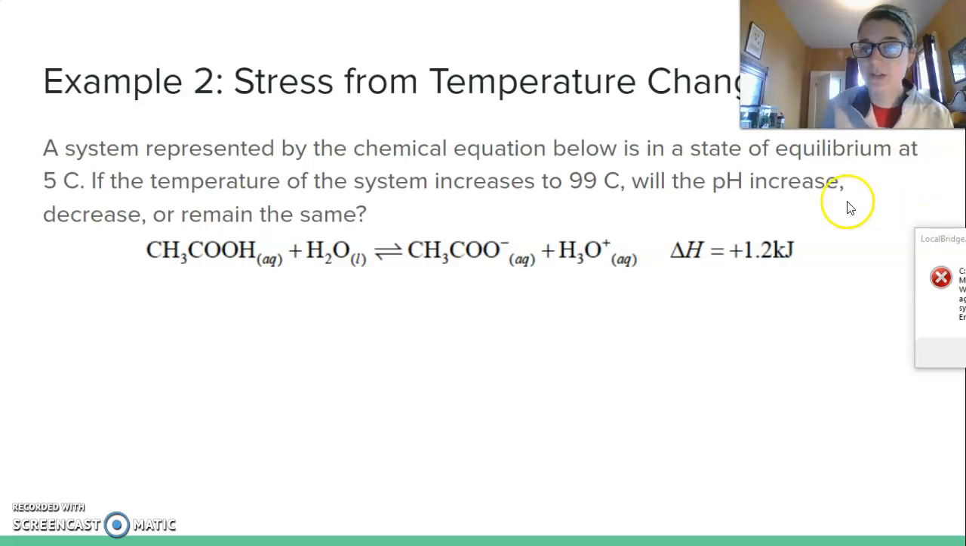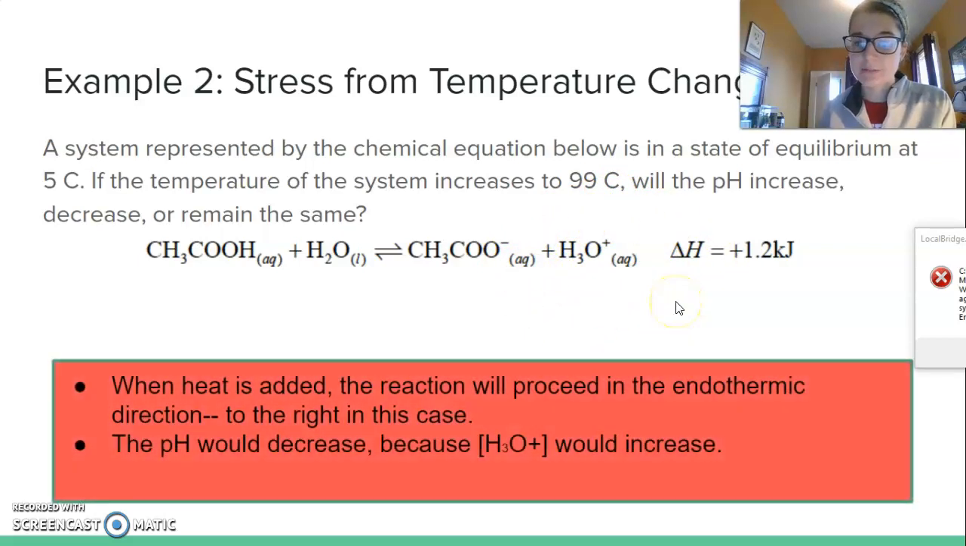So looking at the reaction, we see that it has a delta H that is positive, which means that it takes in energy. So heat is like on the reactant side. So if we add heat to the system, that means the reaction is going to proceed this way, the forward reaction. H3O plus, the hydronium ion, is located on the product side. So if we increase the heat and increase the number of products, that means our concentration of H3O plus is going to be higher. What does that mean in terms of pH?